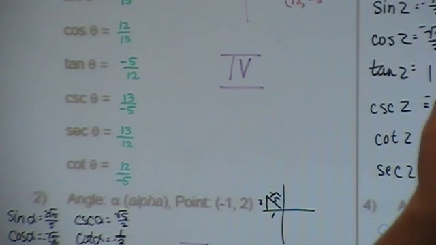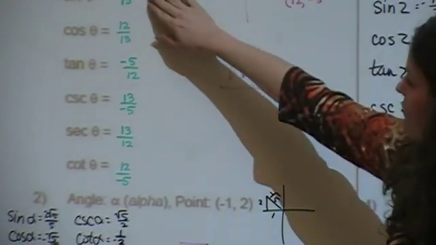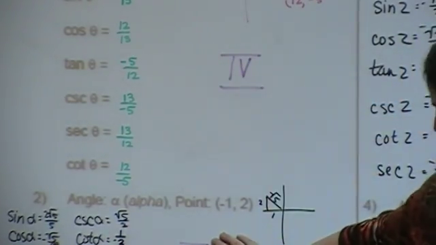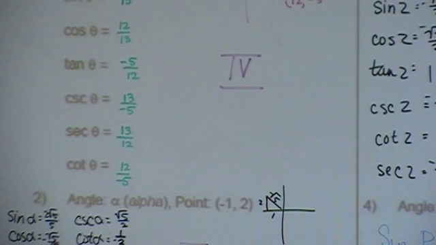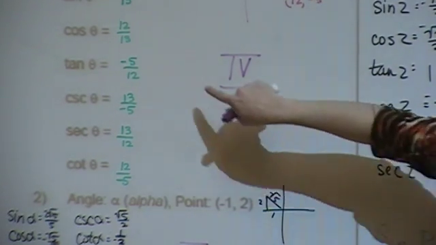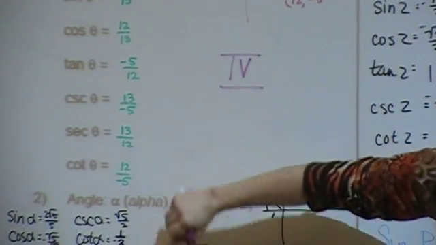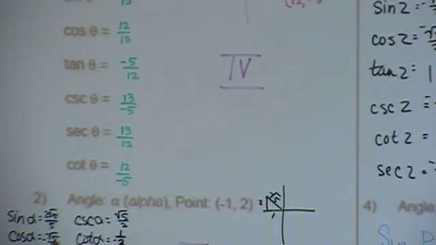Only sine and cosecant. That would be quadrant 2. Right here in quadrant 2, everything is negative except for sine and cosecant, and they're positive. So where is everything negative except cosine and secant? Where are they positive? Quadrant 4. Right here. Cosine is positive and secant is positive. Where is tangent and cotangent positive? Quadrant 3.